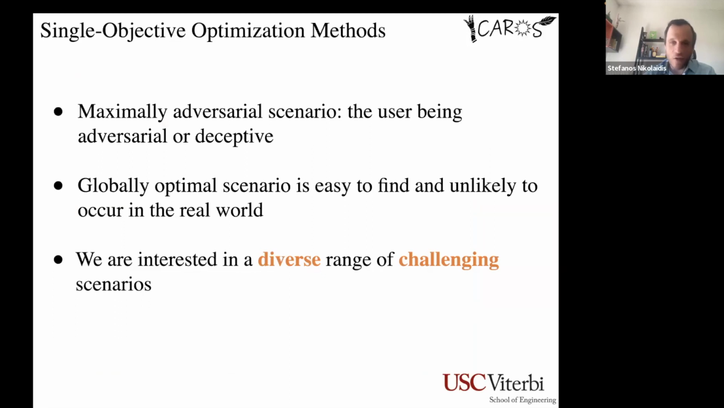And one approach would be to formulate this problem as a single objective optimization problem. But typically, single objective optimizers would find a global optimum, which in this case would be, for example, the user being adversarial or putting the objects outside of the robot's reach. But these scenarios are easy to find and they are not so interesting. I think what we are interested in is scenarios where the scene is cluttered, but also scenarios where the objects are far away. Scenarios where the user is adversarial, but also scenarios where the user is cooperative and optimal with respect to some reward function. So what we really want is a diverse range of challenging scenarios.